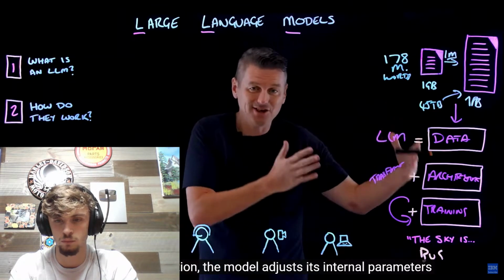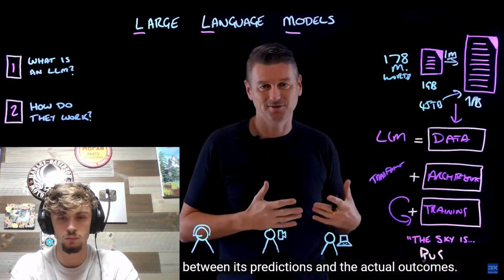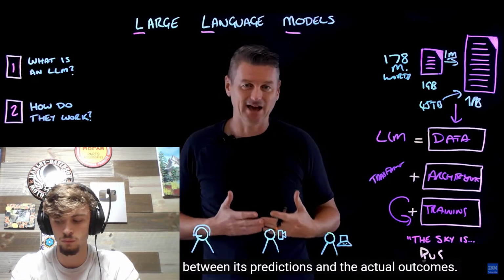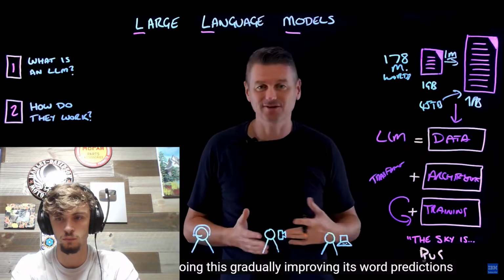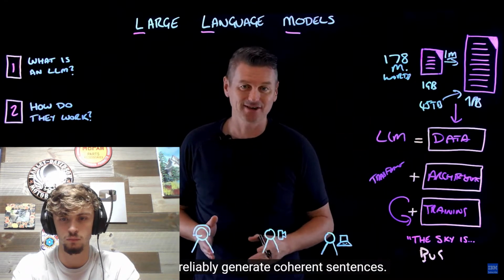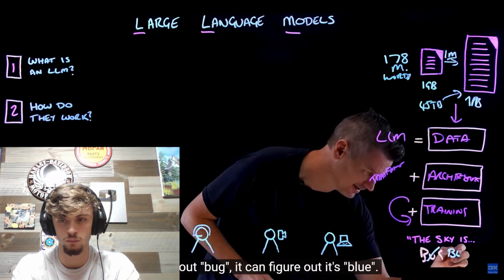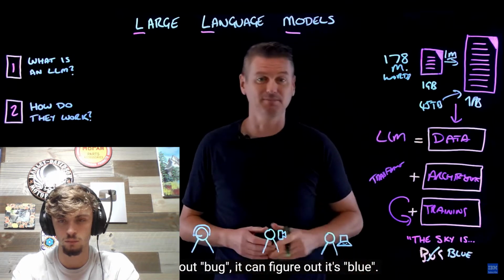But with each iteration, the model adjusts its internal parameters to reduce the difference between its predictions and the actual outcomes. And the model keeps doing this, gradually improving its word predictions until it can reliably generate coherent sentences. Forget about bug. It can figure out it's blue.